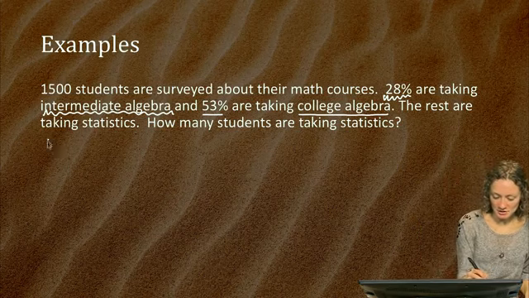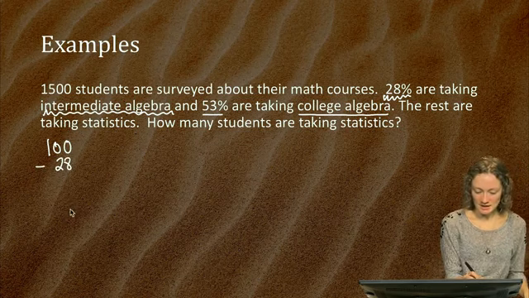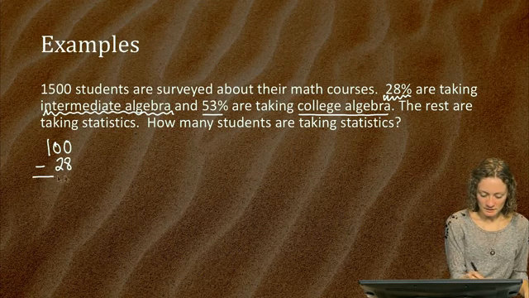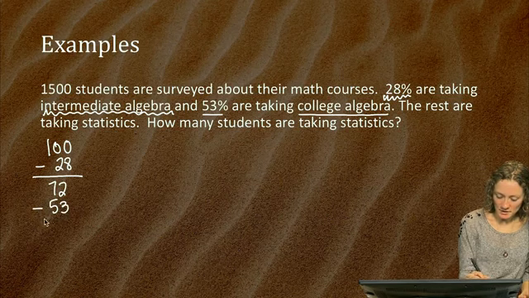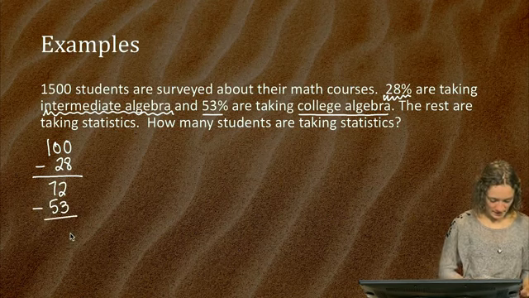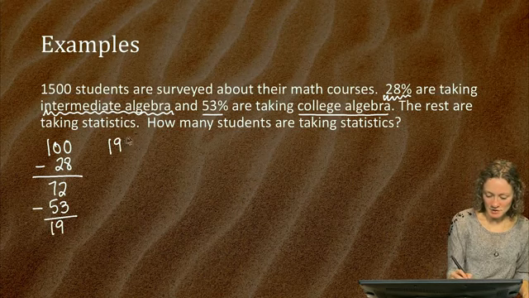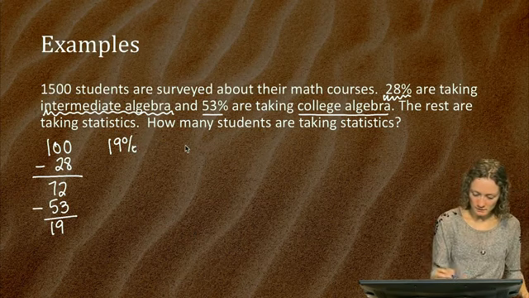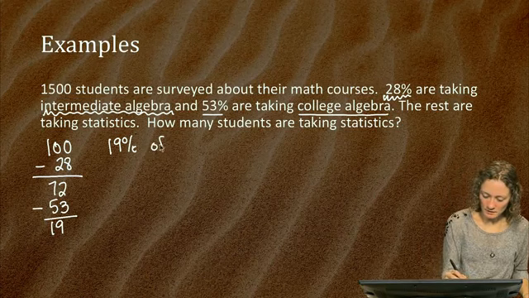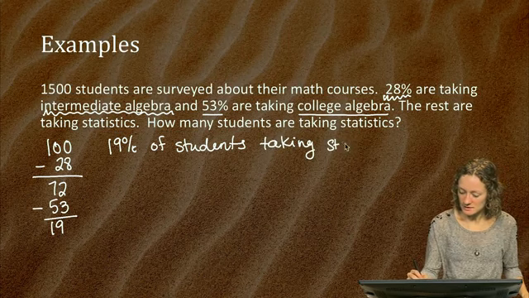So first, let's find that percentage. So if there's 100% total and 28% are taking intermediate algebra, that gives us 72. And 53% are taking college algebra. That leaves us with 19% of students taking statistics.